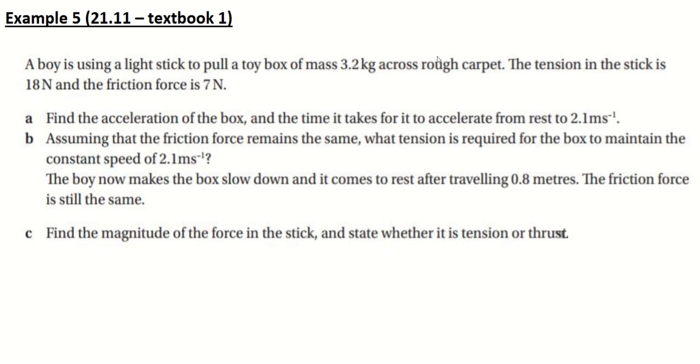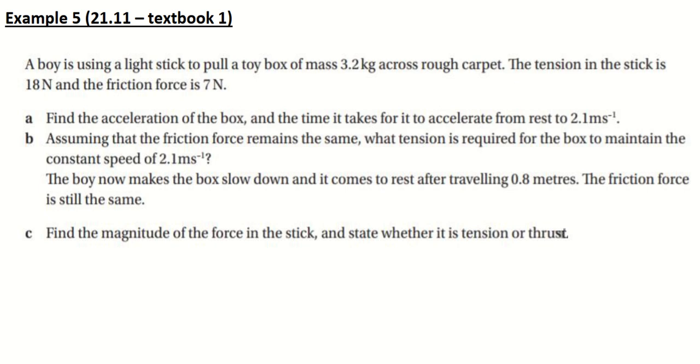Okay, so in example 5, we've been told a boy is using a light stick to pull a toy box of mass 3.2 kilograms across a rough carpet. The tension in the stick is 18 newtons and the friction force is 7. For part A, we have to find the acceleration of the box and the time it takes for it to accelerate from rest to 2.1 meters per second.